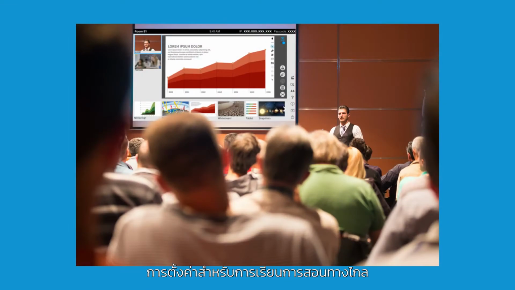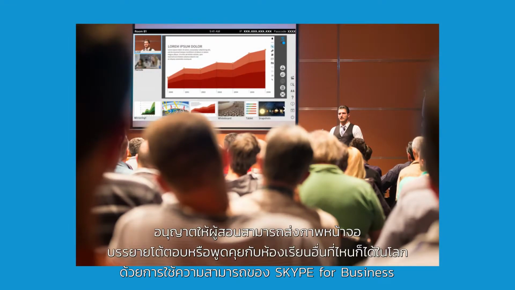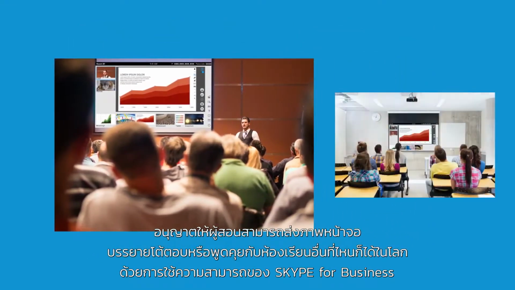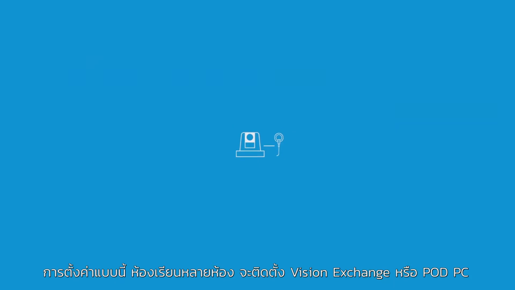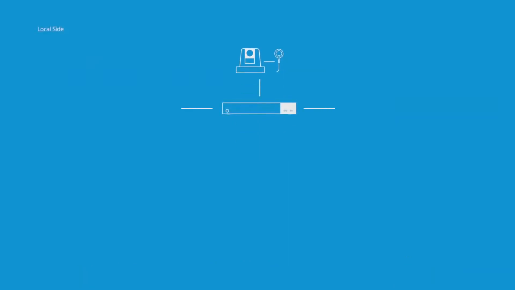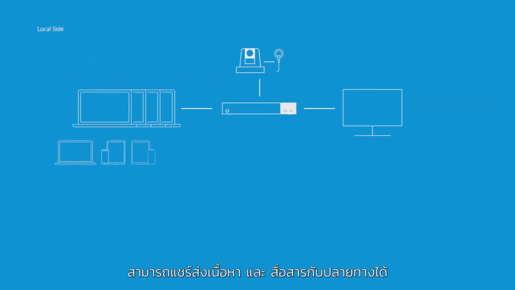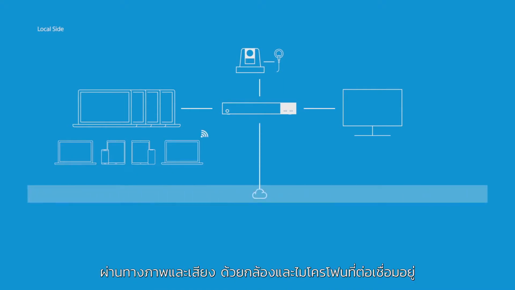A distance learning setup allows an instructor to mirror an interactive lecture or discussion to other classrooms anywhere in the world using the Skype for Business feature. In this configuration, multiple classrooms equipped with Vision Exchange or pod PCs can share content back and forth as well as remotely communicate over video and audio using a connected camera and microphone.